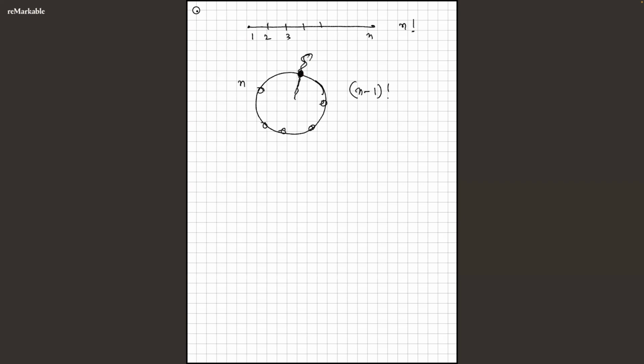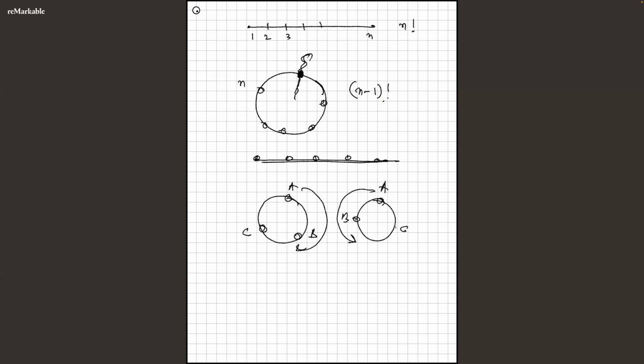Then it becomes a linear problem, right? You think of it like a necklace or a rope which has been cut open. Now it's no longer a circle, it's n minus 1 people in a line. Any one person you can fix, and it will be n minus 1 factorial. It makes sense, right? If there are 3 persons, say A, B, and C, you will have only 2 ways, because one is clockwise and the other is anti-clockwise. That's all you can do.